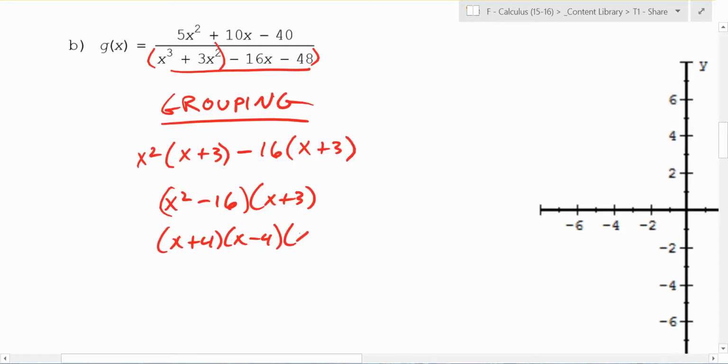Does it factor nicely? Yes. Is that always going to work out that nicely with cubics? No. It doesn't.